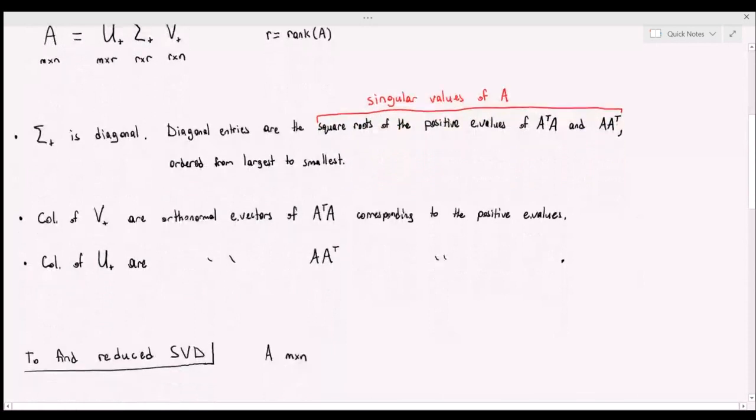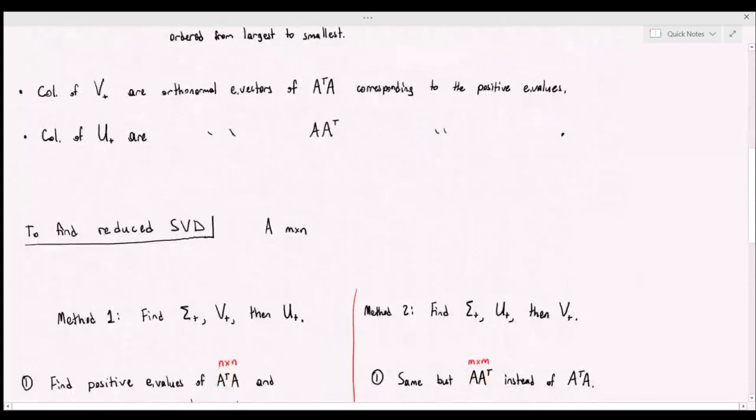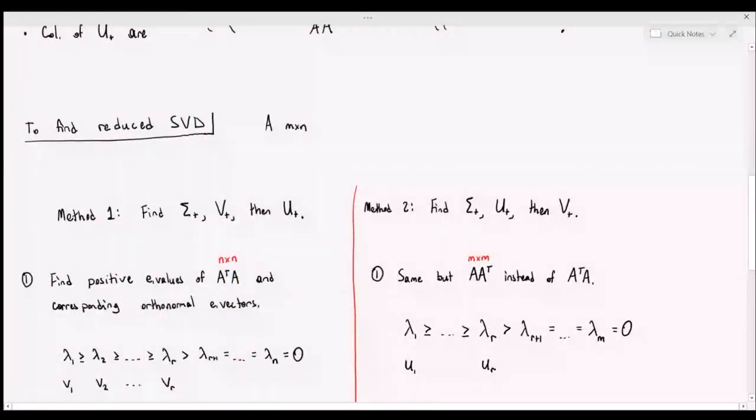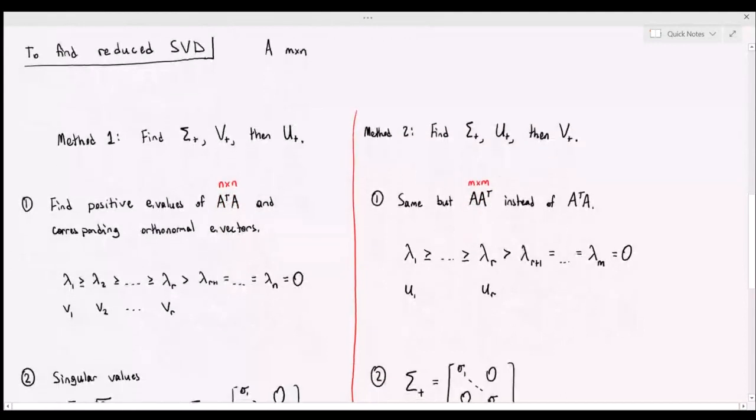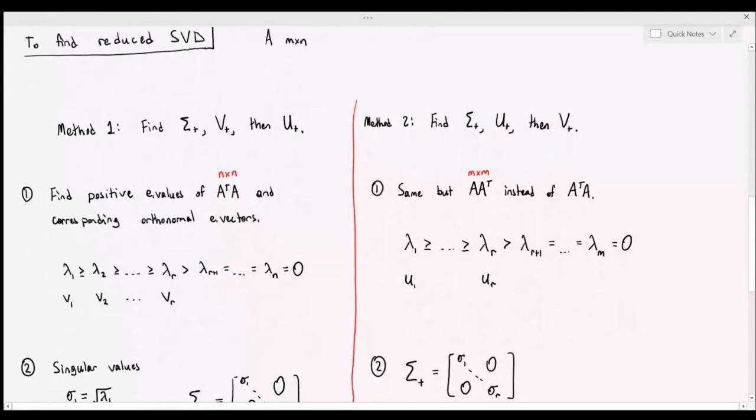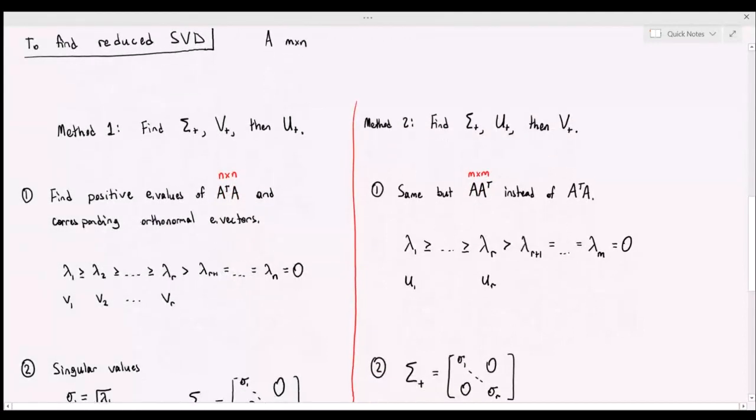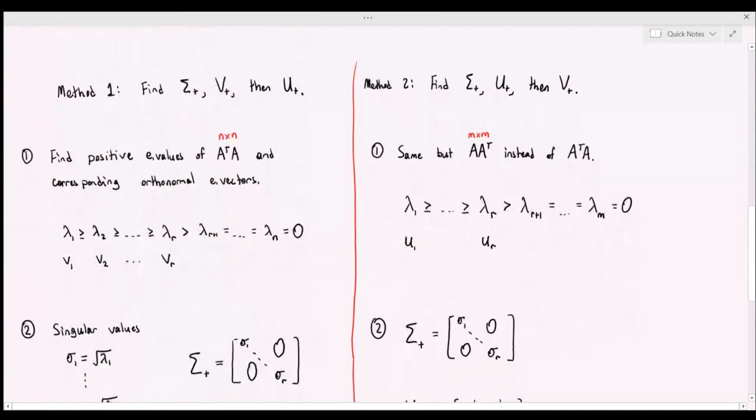All right. So then I'm going to talk about the procedure for finding the reduced singular value decomposition of a matrix. And then after that, we'll do some examples, and then I'll talk about the full SVD towards the end. Okay. So let's say I have a matrix A, which is size m by n, and I want to find a reduced SVD for it.